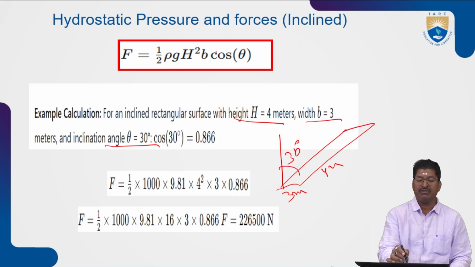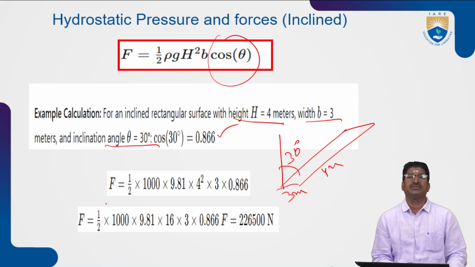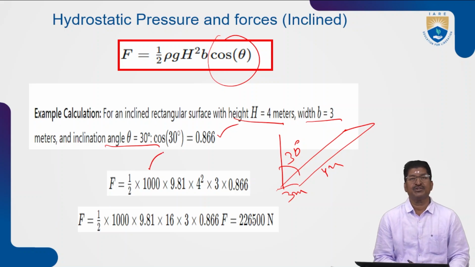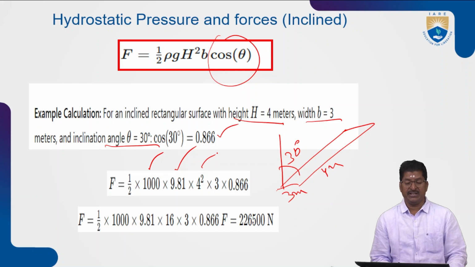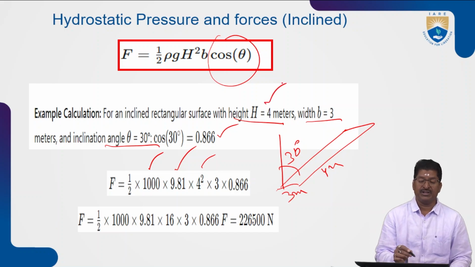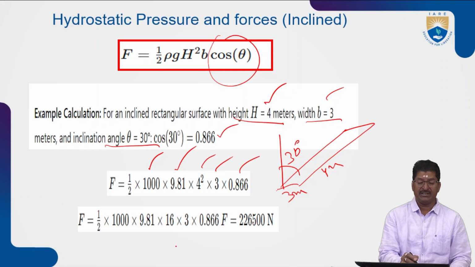So then we are having the formula with cos theta. Cos theta is equal to cos 30, which is 0.866. If you apply the numbers as per this formula, F is equal to half into rho, which is 1000 kg per meter cube, g is acceleration due to gravity, 9.81 meter per second square, and h is the surface height given in the problem as 4 meters, so 4 square, into the width of that surface, 3 meters, and cos 30 is 0.866. So if you multiply this, you will get the force value.